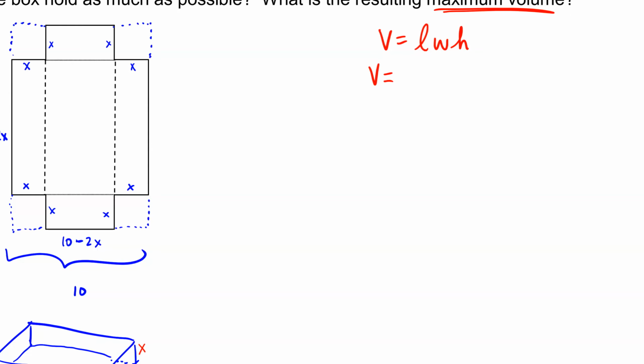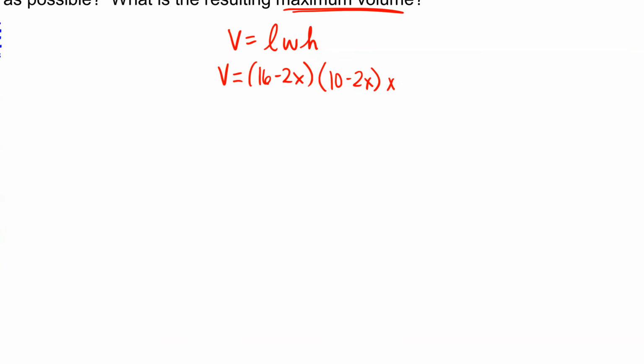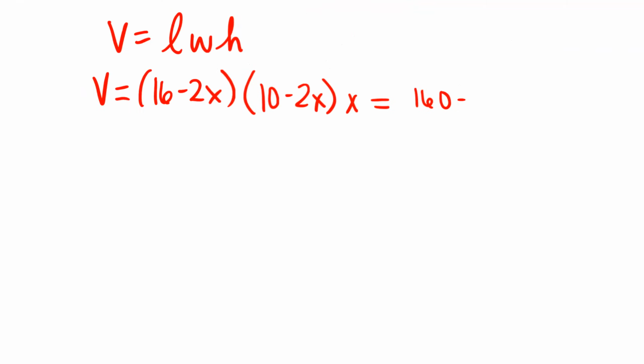Okay, so length is 16 minus 2x, our width is 10 minus 2x, and our height is just x. Cool. Can we write this a little better? Can we FOIL two binomials by each other? We can. So 16 times 10, that's 160. Then minus 20x minus 16x, so minus 52x.